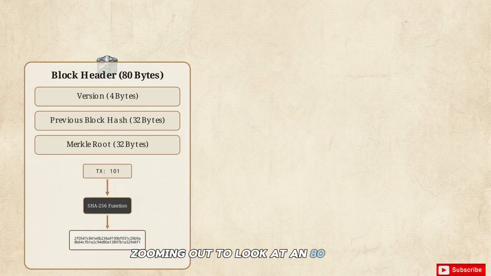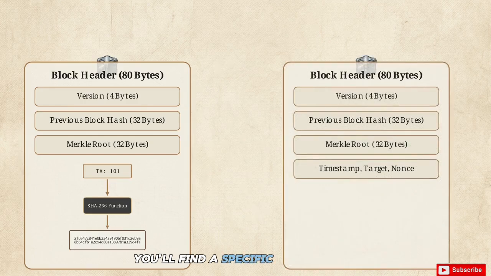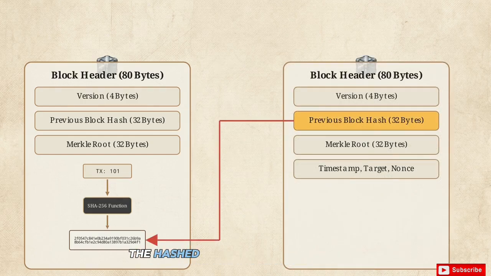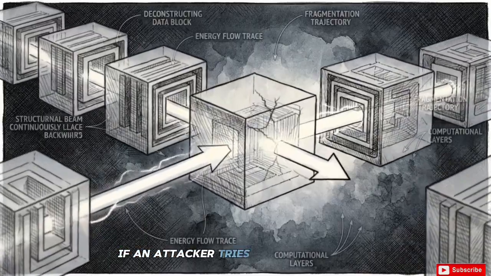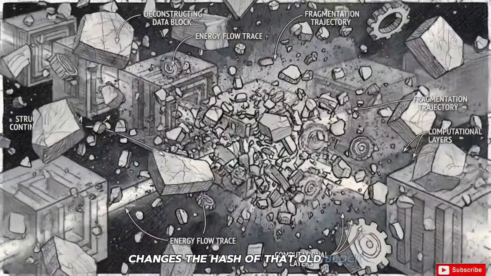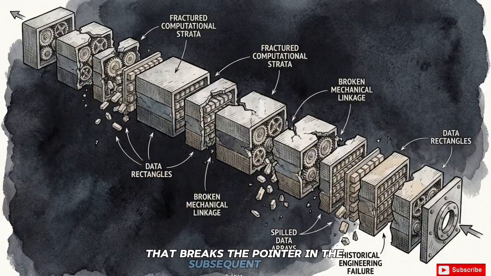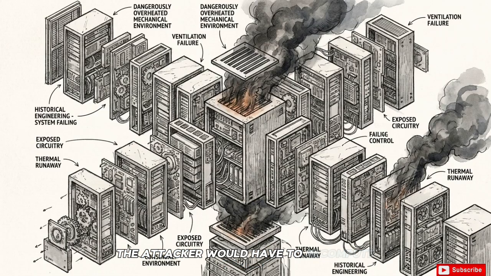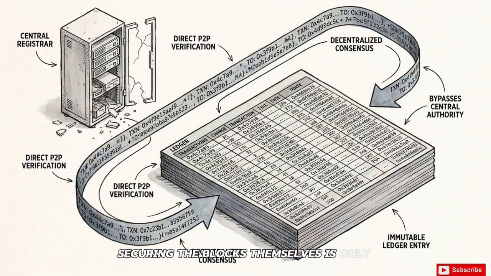Zooming out to look at an 80-byte block header, you'll find a specific 32-byte field called the previous block hash. This field contains the hashed output of the preceding block's header, creating a rigid mathematical link connecting the current state to the past. If an attacker tries to alter a record in the past, the avalanche effect immediately changes the hash of that old block. That breaks the pointer in the subsequent block and every block after it. To hide the tamper, the attacker would have to recompute the hashes of all subsequent blocks faster than the rest of the network combined. Securing the blocks themselves is only half the problem.